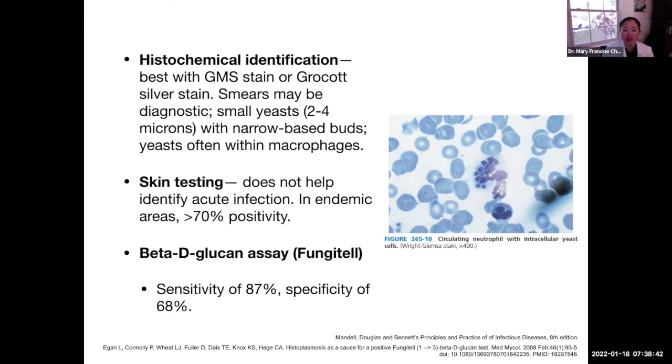Skin testing is another diagnostic modality you could use, but really it does not help identify acute infection. In endemic areas, you'll have more than 70% positivity. So again, not a very good test. And then you also have your beta-D-glucan assay, or the Fungitell test. And that has a fairly good sensitivity, close to 90%, but on account of the cross-reactivity with other endemic mycoses, the specificity really isn't very good.